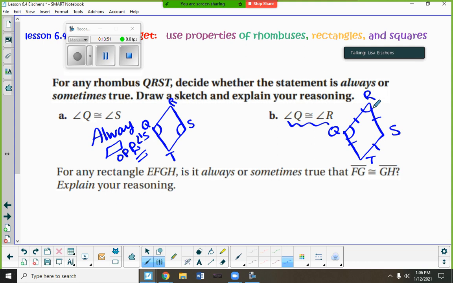However, if you stretch this out, and we still have a rhombus, and now I make one of them 90 degrees, what's this one going to be? If this is 90, this would have to be 90. So in the case that this is a square, and if this is 90, then this one would have to be 90. So the two consecutive angles are sometimes congruent, and that is when it's a square.